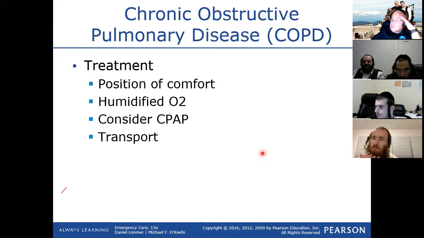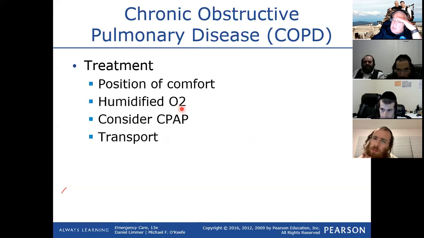So what do we do for them? Obviously they're going to be in the position they're most comfortable in. So you maintain them. You're going to put them on some humidified oxygen at the level that they were on in the house. Okay. CPAP is a last ditch effort, and transport to the hospital. We just don't want to make them any worse. Really here, we're probably not going to make them better.